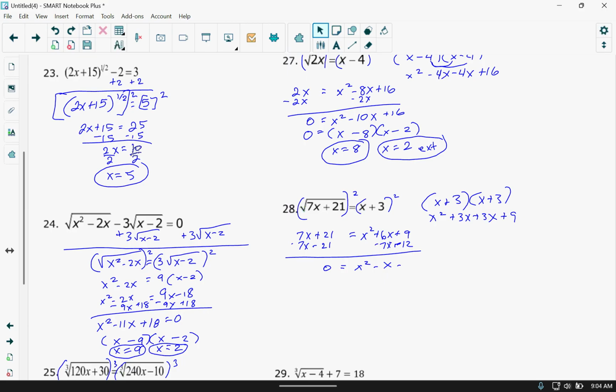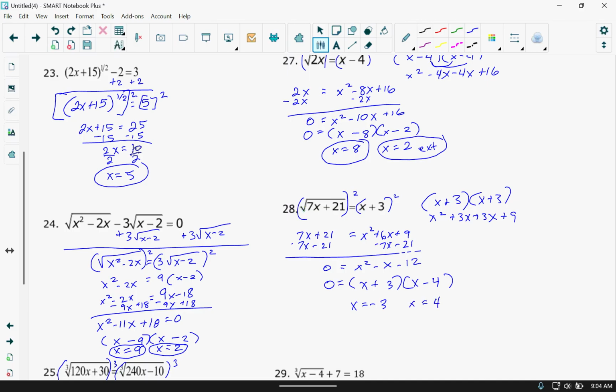Let's double check this to make sure I'm doing it right. Oh, I have a typo here, even though I'm not typing. That's not a 12, that's a 21. Sorry. That's my dyslexia showing. This is minus 21. So that gives me a minus 12 here. So that means that when I factor this, two numbers that multiply to 12 and add to 1 are going to be 3 and 4. To get a minus 1, it has to be minus 4 and plus 3. So that means that x equals negative 3 and x equals positive 4.